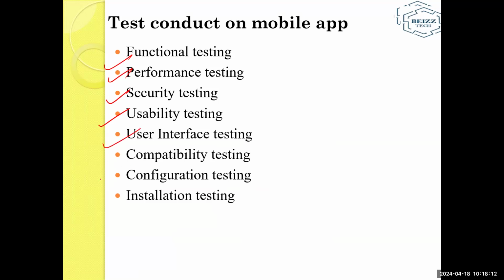User interface testing, correct? Compatibility, yes, because we are going to test with different ranges of mobiles, or versions of the platform, Android platform or somewhere iOS platform. So compatibility testing is very much important. Configuration: an application designed for a specific platform, and if you're testing it, that's called configuration testing. Even installation testing is important for a mobile application, because you are going to install it through the Play Store or the App Store. So these testing types we usually conduct on a mobile application.